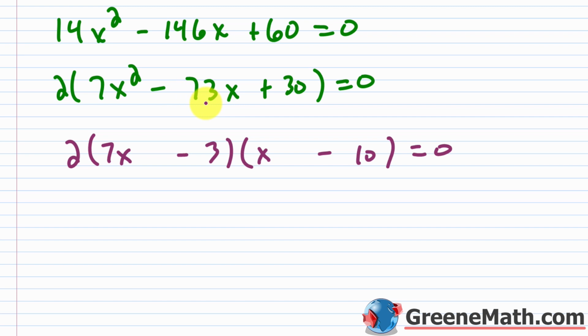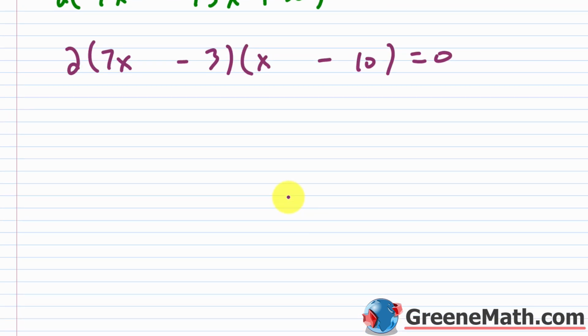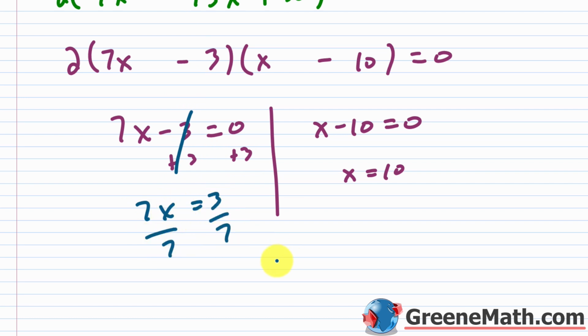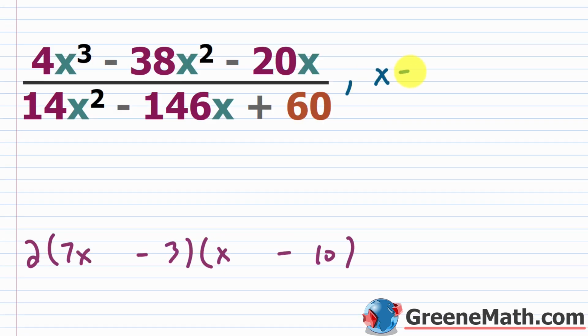Okay, so now that we have this guy factored, let's go ahead and set each factor with a variable, so don't worry about this 2, equal to 0, and solve. So you'd have 7x minus 3 equals 0. You have x minus 10 equals 0. So here, just add 10 to both sides. You get x is equal to 10. Here, add 3 to both sides. That's going to cancel this. You'll have 7x is equal to 3. Divide both sides by 7. We get x is equal to 3/7. So x is not going to be able to be equal to 3/7 or 10. So x is not equal to 3/7 or 10.